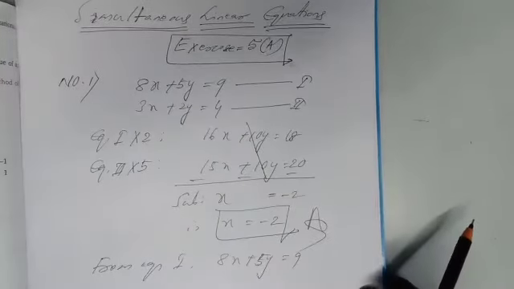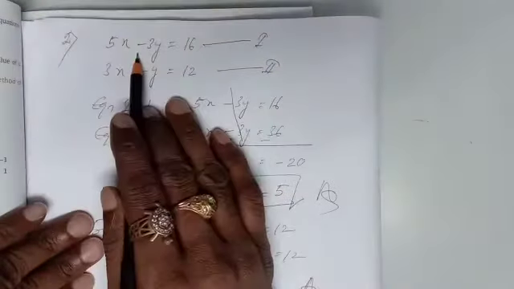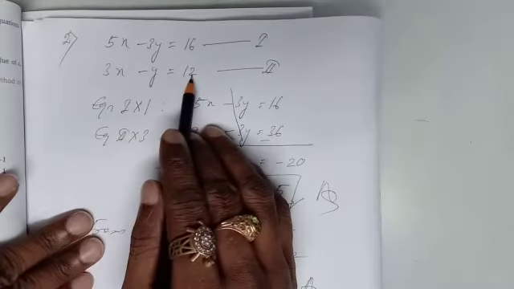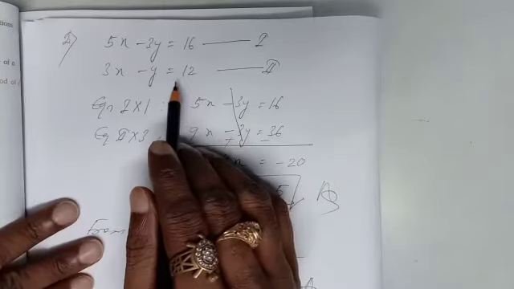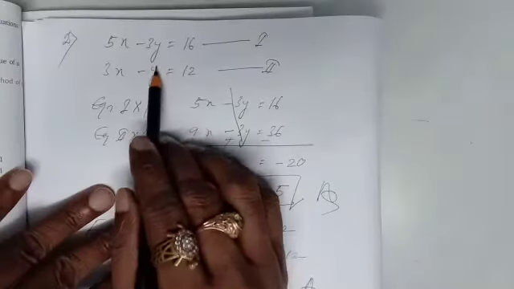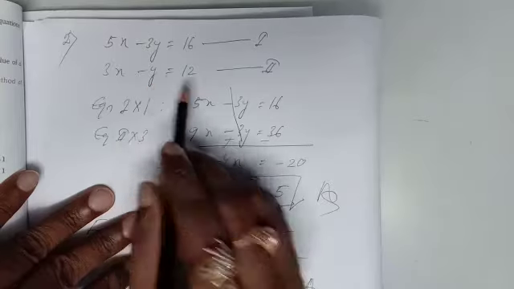Let us go to number 2. See question number 2. It is given 5x - 3y = 16, 3x - y = 12. There are two equations given for two variables x and y. This is a simultaneous linear equation, and you have to make the number of y equal, multiplying equation 2 with 3 and equation 1 with 1. Then the number of y will be equal.